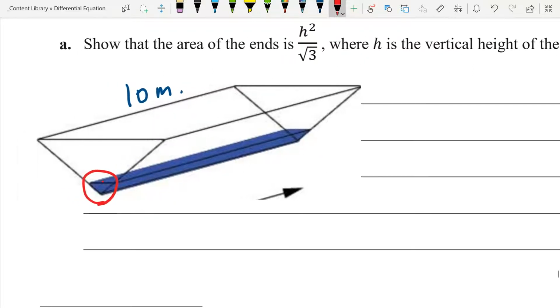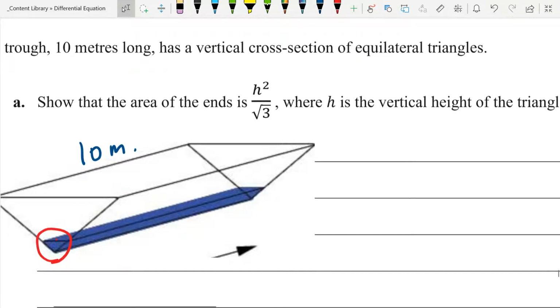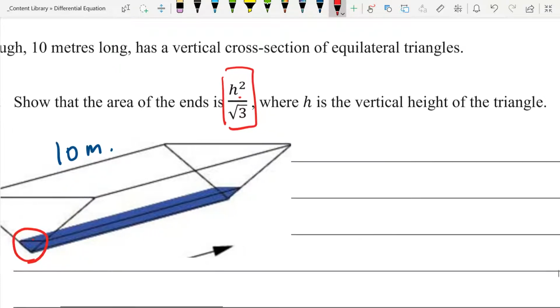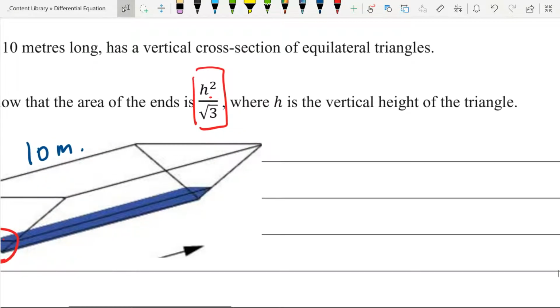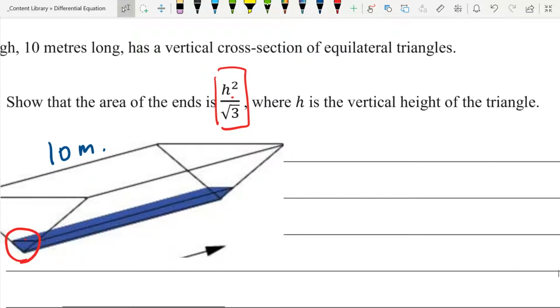Okay, so what we want to show is that the area of the ends is always equal to h squared over root 3, where h is the vertical height of the triangle, like the volume of the water is h. So if I draw this triangle out, say this is the cross section of the water, and the height of that is h. That's 60 degrees.